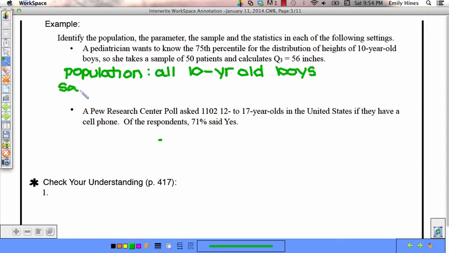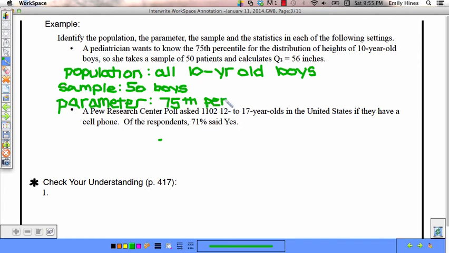Our sample would be the 50 boys in the sample. Our parameter is what she is interested in knowing about 10-year-old boys. And that would be the 75th percentile for the population, which is also Q3. And the statistic is the actual Q3 that she got from the sample, which in this case would be 56 inches.